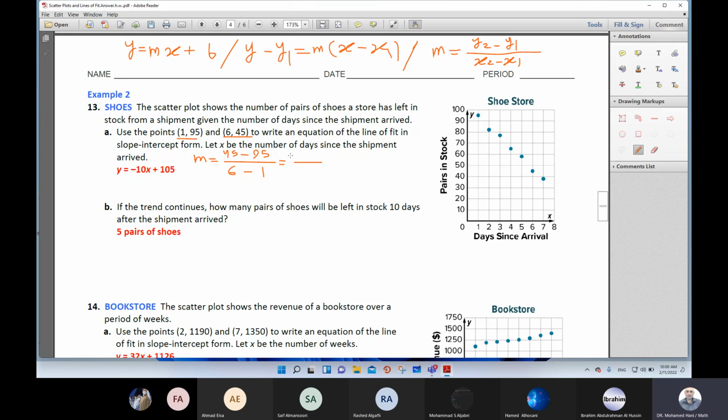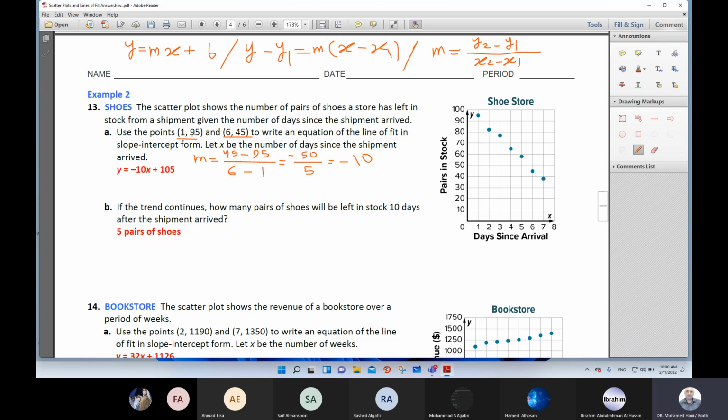45 minus 95 will be negative 50. And 6 minus 1 will be 5. Negative divided by positive will be negative. 50 divided by 5 will be 10. So the value of slope will be negative 10.